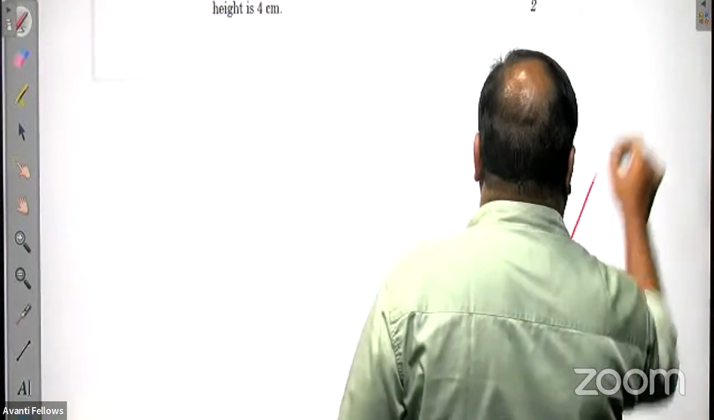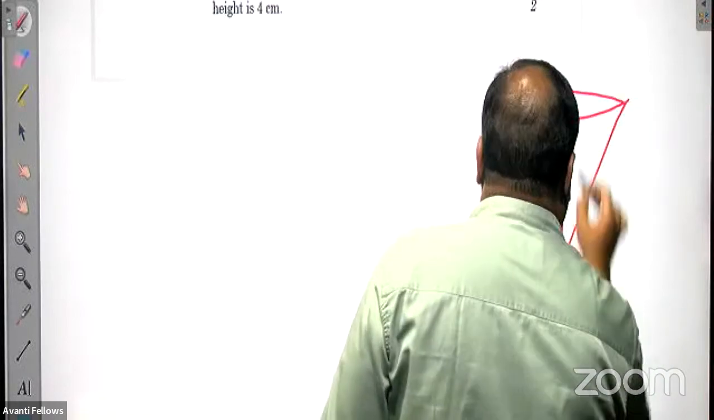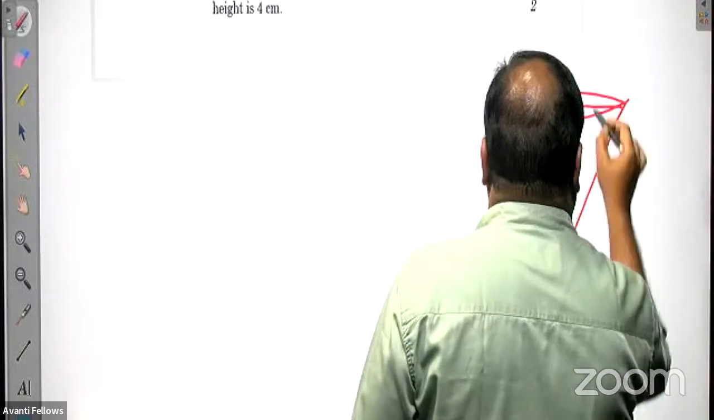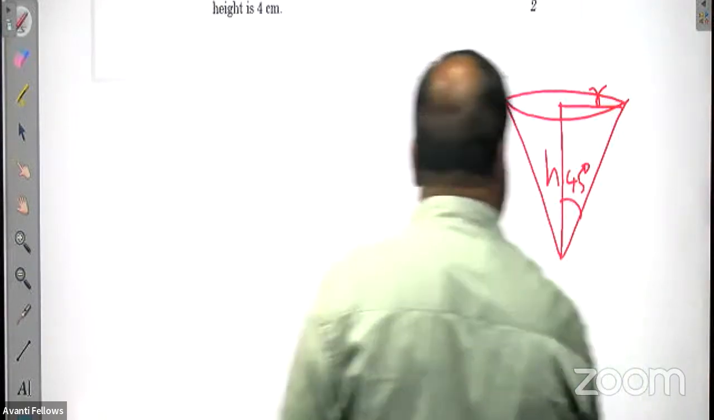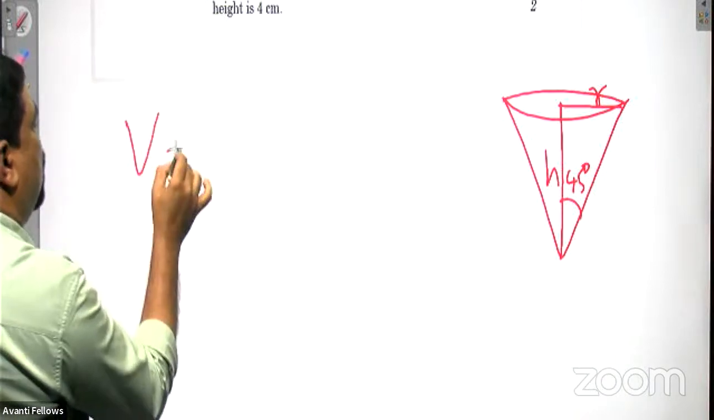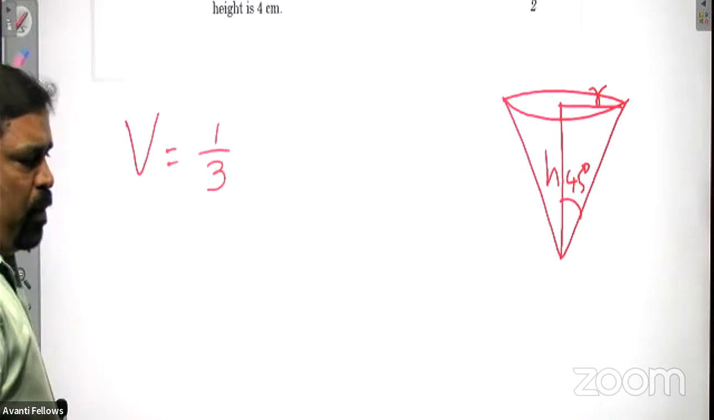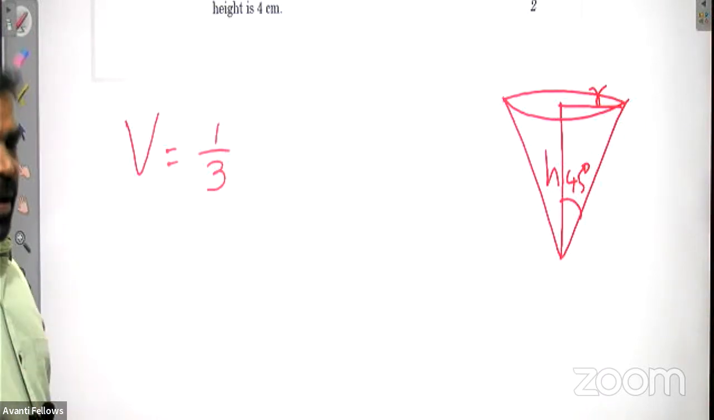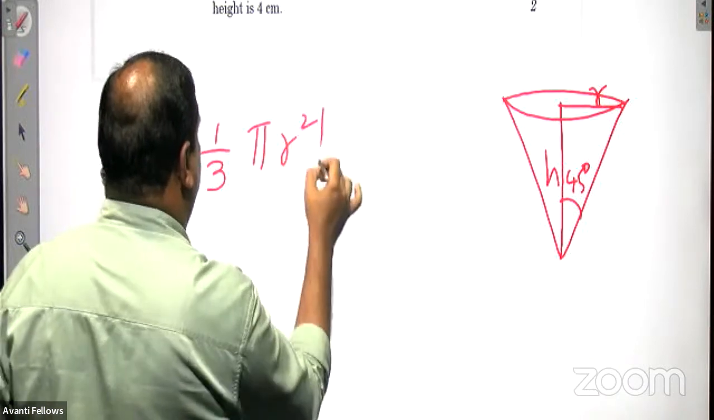So that can be done very easily. Just let us draw once again the figure. h, r, and this angle is 45 degree. And we know that volume of the tank means volume of the conical portion only. Volume of the water means the volume of the cone only. Volume of the cone means 1 by 3 pi r square h.